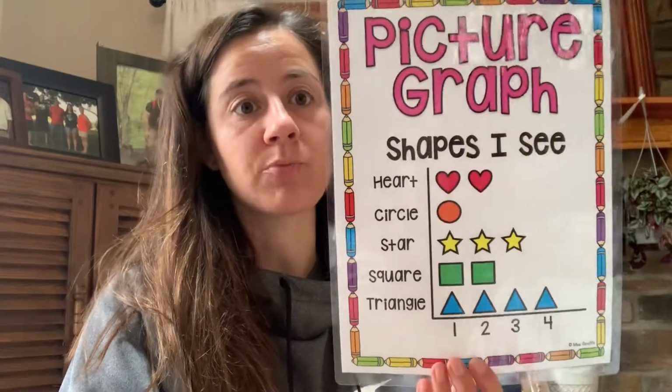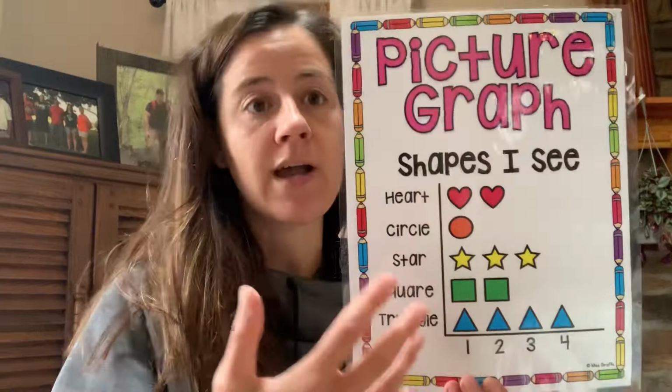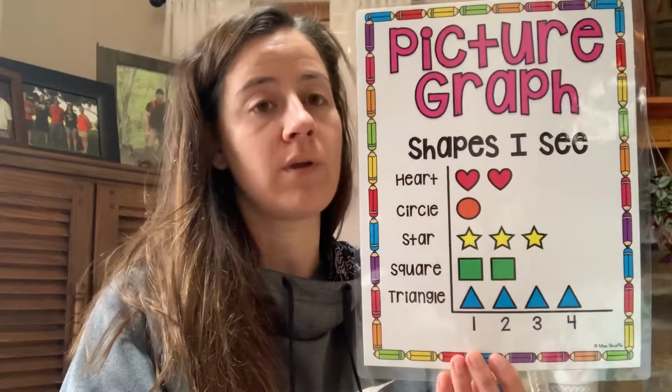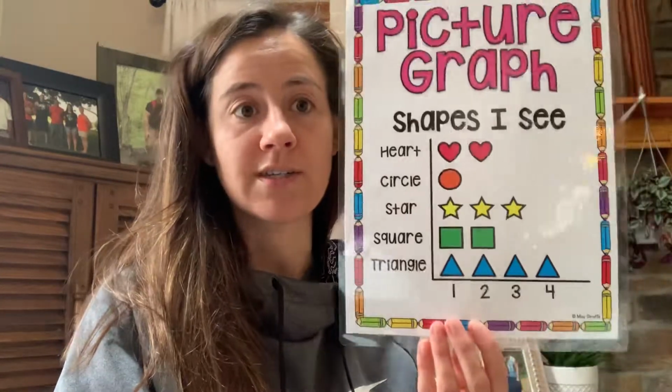So those are just some of the questions that you are going to get when you are looking at your picture graph. Remember, it might not be shapes, it could be food, it could be animals, it could be sports. It just depends on the graph.